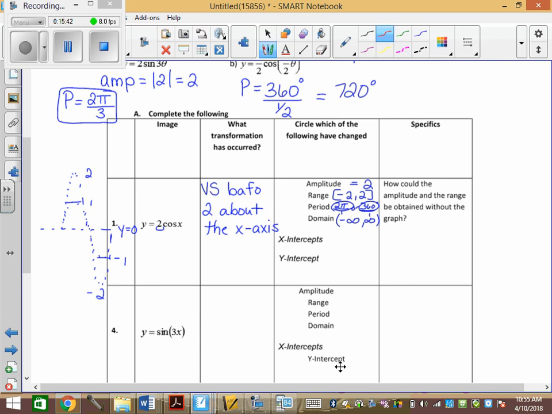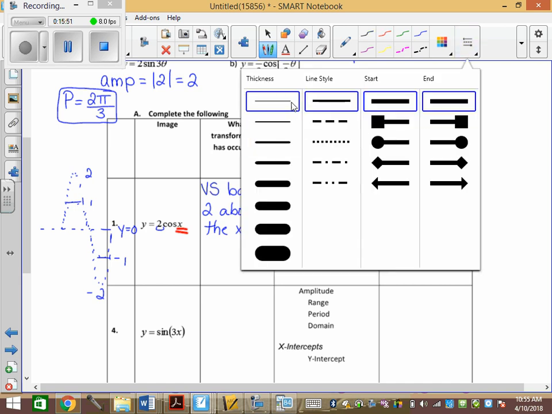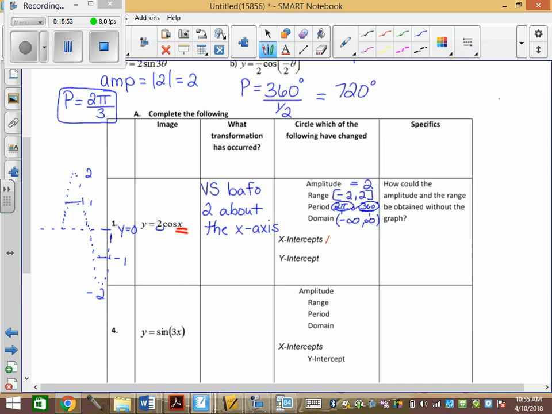So our first x-intercept is, what's our variable? Our variable is x, okay? If our variable was theta, we'd say theta equals. Our variable is x. So we're going to say x equals 90, because that's our first positive, plus, how often do they happen? 180n, where n is an integer.